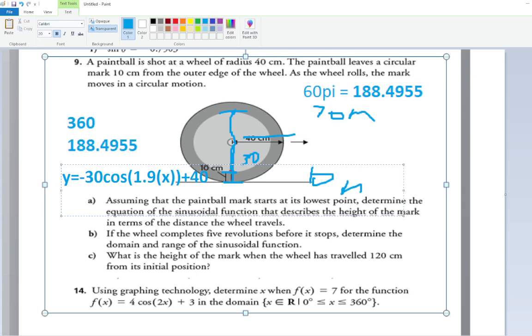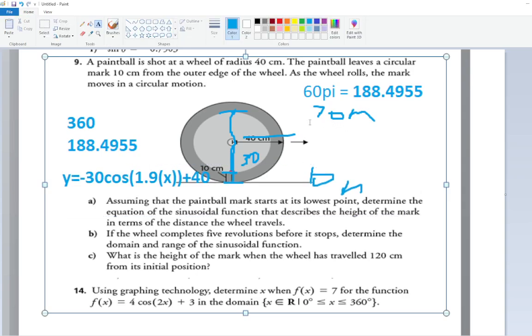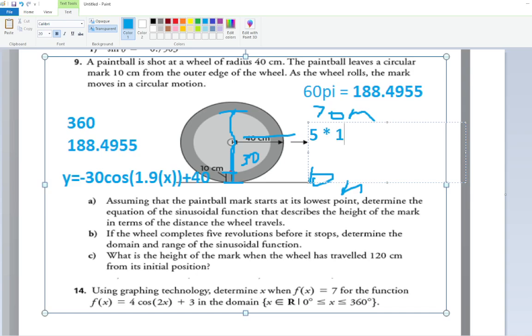The wheel completes 5 revolutions before it stops. Determine the domain and range. Oh my goodness. So it goes 5 times this distance. 5 times 188.4955. So we have to multiply it out.